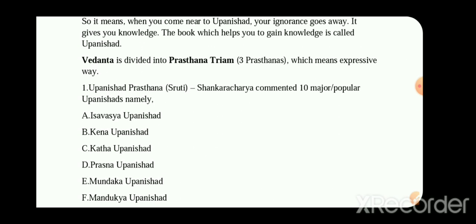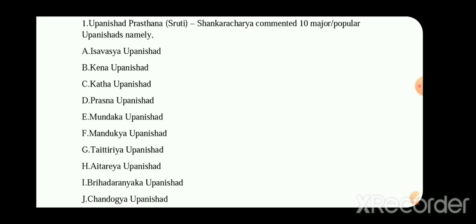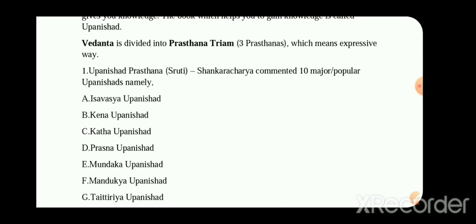Now we'll see one by one. First we'll see about Upanishad. So as I said earlier, Shankaracharya commented, meaning Bhashyam. He wrote Bhashyam for 10 major or popular Upanishads. So those 10 major Upanishads are Ishavasya Upanishad, Kenopanishad, Katopanishad, Prashna Upanishad, Mundaka Upanishad, Mandukya Upanishad, Taittareya Upanishad, Aitareya Upanishad, Brihadaranyaka Upanishad, and Chandogya Upanishad. So all these are the 10 major or popular Upanishads which Shankaracharya has commented upon. Means he wrote Bhashyam for all these Upanishads.